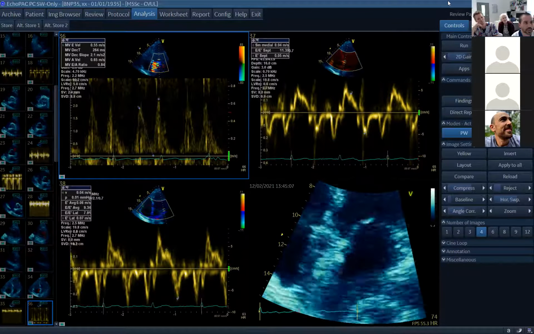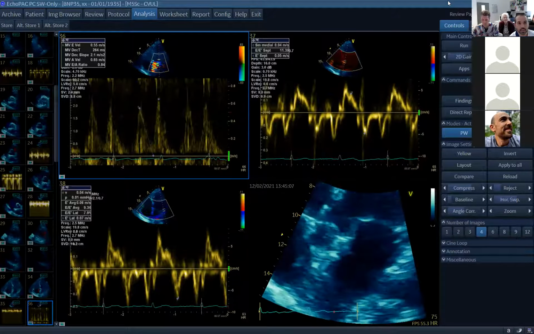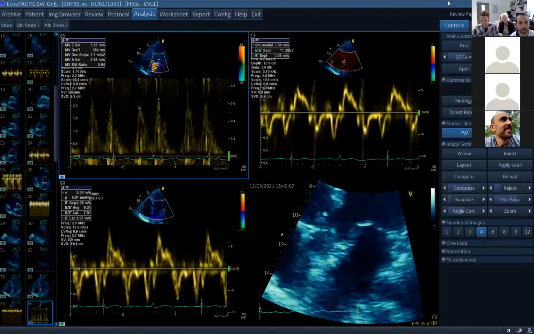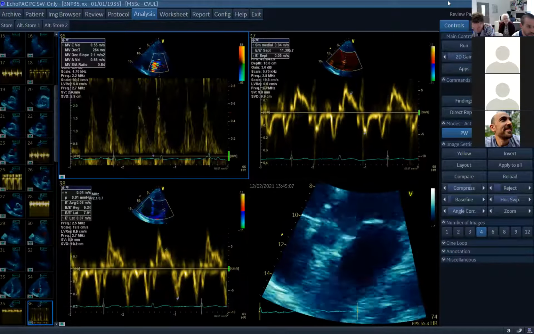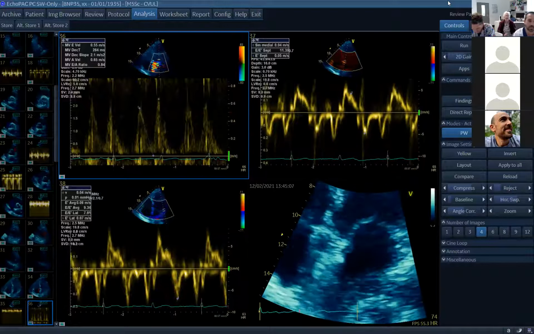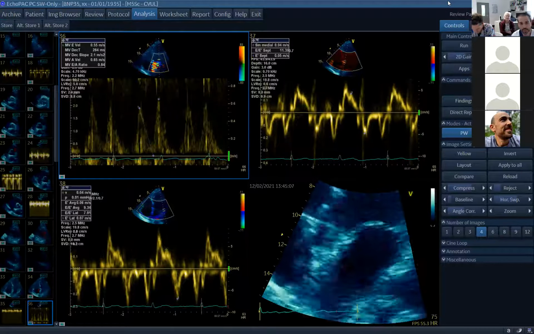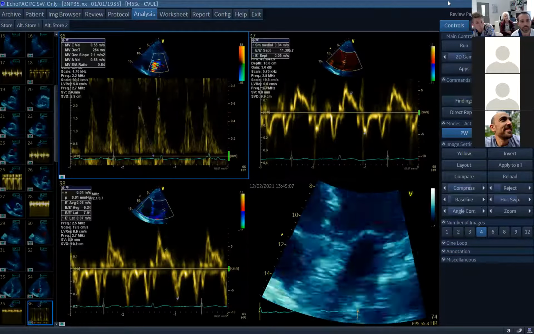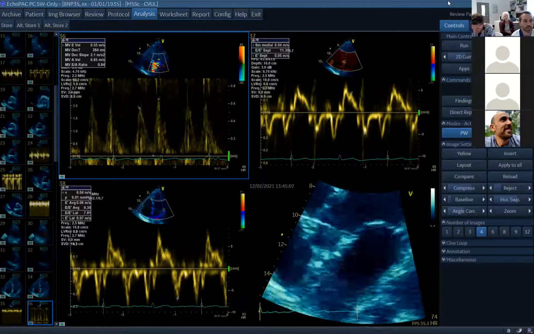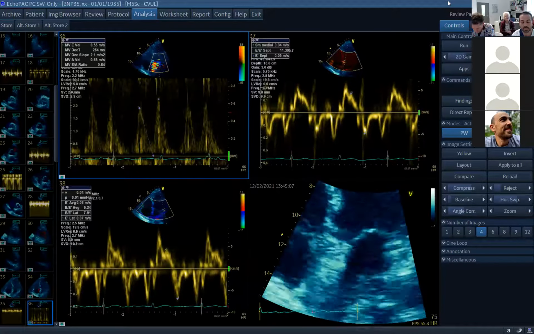Okay, so he's got an E/A ratio of 0.8, so it just ticks over. His septal e' is down at 0.05. His lateral is 0.07, so they're both reduced, again indicating reduced diastolic function for the septal and lateral. My mistake.